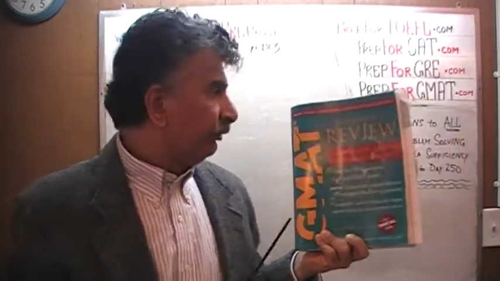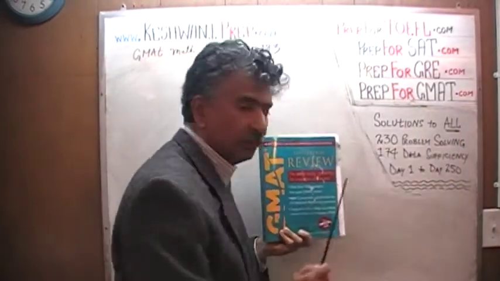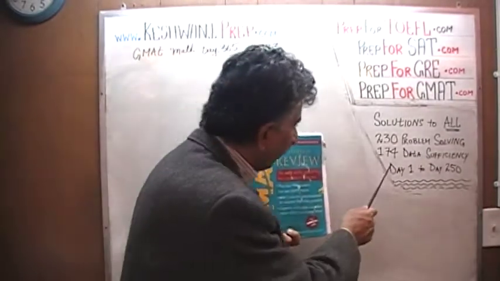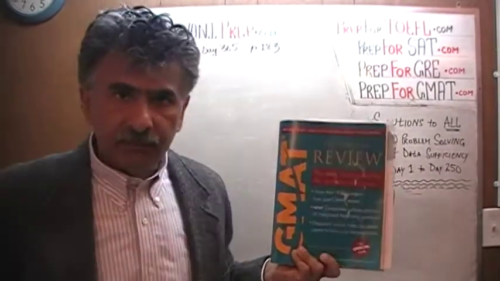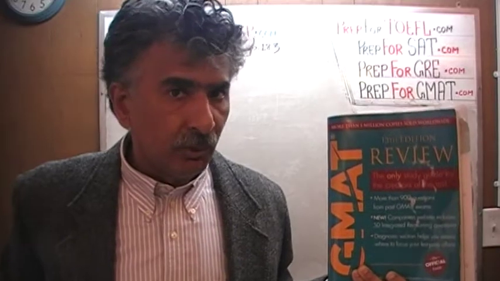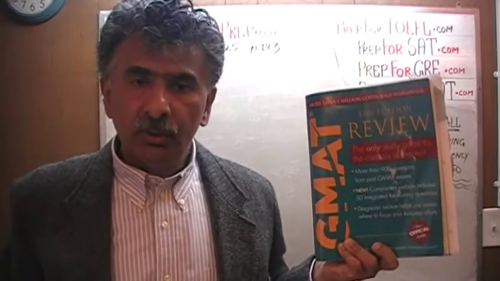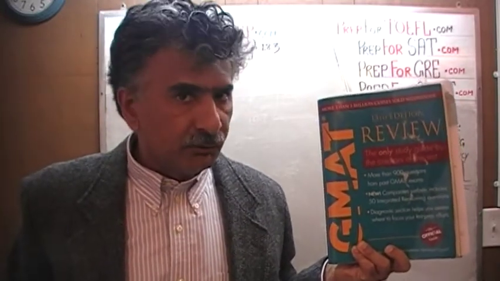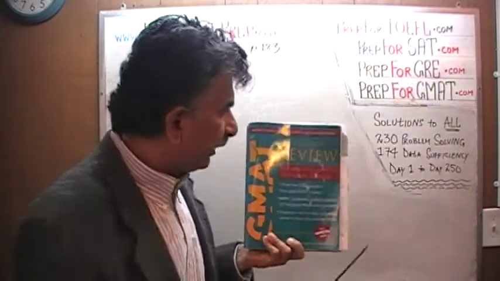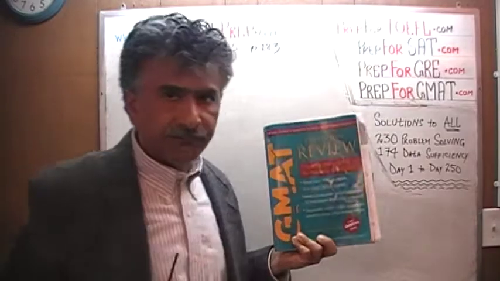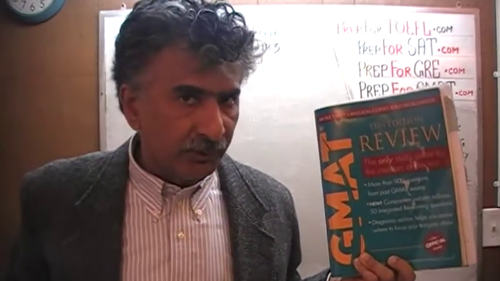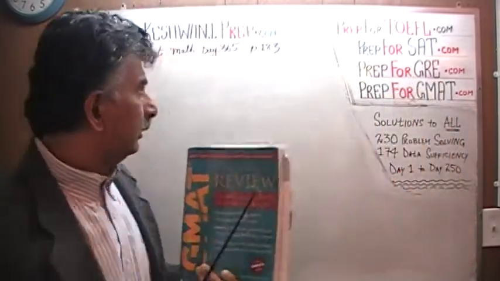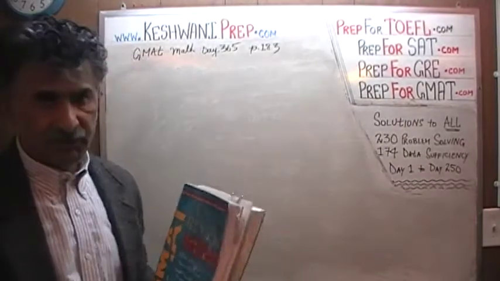The book contains 230 problem solving questions. It has 174 data sufficiency questions. We have already solved every single math problem from this book. If you're interested in watching any of the original solutions to the problems, you will find them from day number 1 through 250. Right now, we are in the process of redoing the problems, and we are on page number 183. Please turn to it.